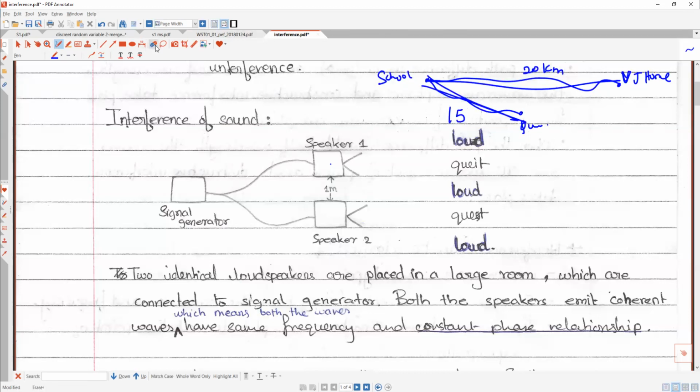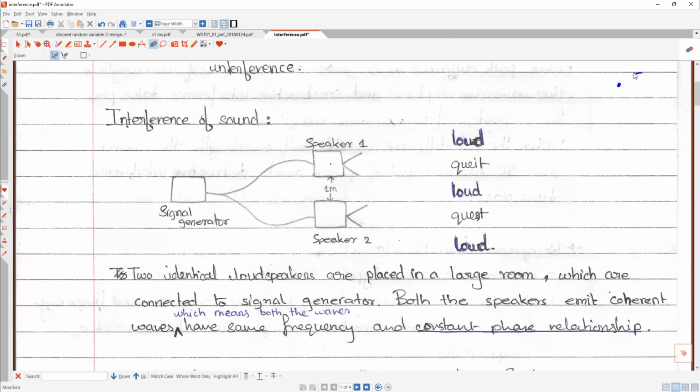Let me tell you what the path difference is in terms of waves. I'll try to explain as simply as possible. Something is wrong with my PDF. It's taking too much time to write.